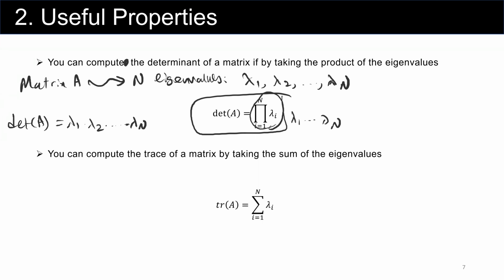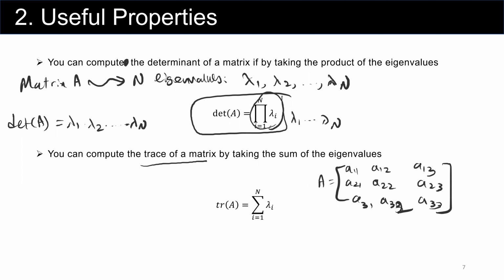We can also compute the trace of a matrix by taking the sum of all of the eigenvalues. So let's say matrix A is A11, A12, A sub 13, A sub 21, A sub 22, A sub 23, A sub 31, A sub 32, A sub 33.